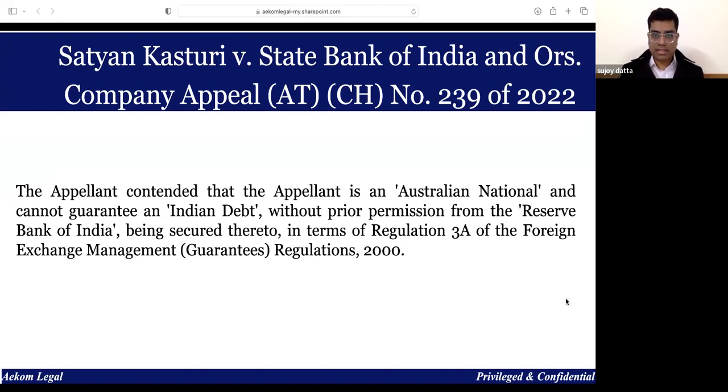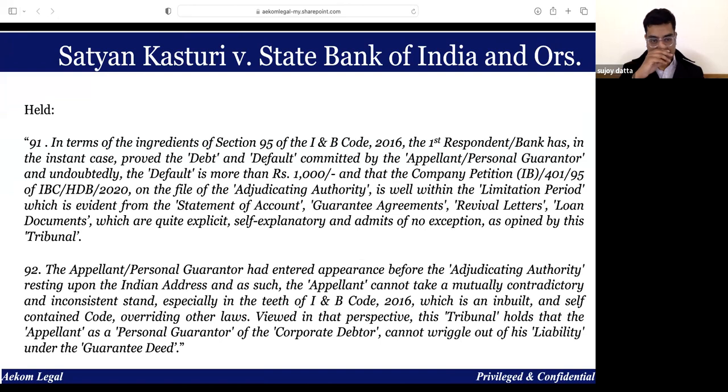Here, the appellant had taken an argument that he is now an Australian national and he cannot guarantee an Indian debt without prior permission from the RBI in terms of Regulation 3A of the Foreign Exchange Management Guarantee Regulations. So he stated that, since the provisions are applicable to me, I had to first take permission from RBI. Since that is not done, my guarantee obligation itself is invalid. It is against the law and it cannot be enforced by any court.